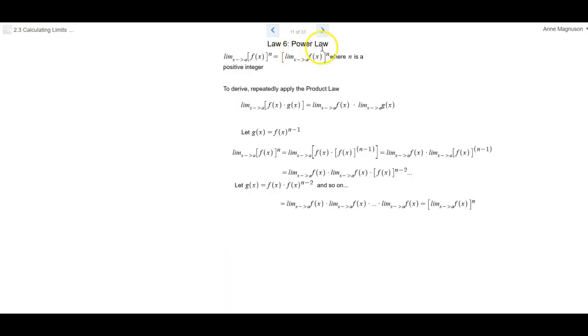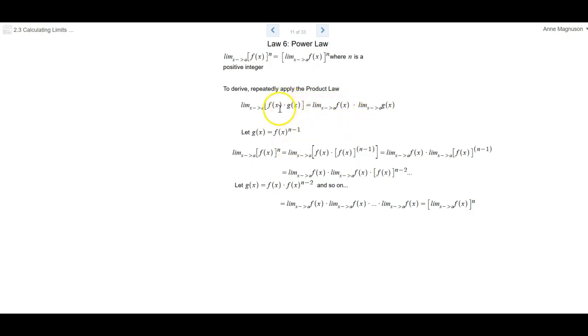So that first one is the power law, and this tells us that if we have a function raised to an integer power and we're taking the limit of that, we can actually bring the limit inside the exponent. So we can evaluate the limit of just f of x and then raise that limit to the nth power. And this is derived by repeatedly applying the product law.